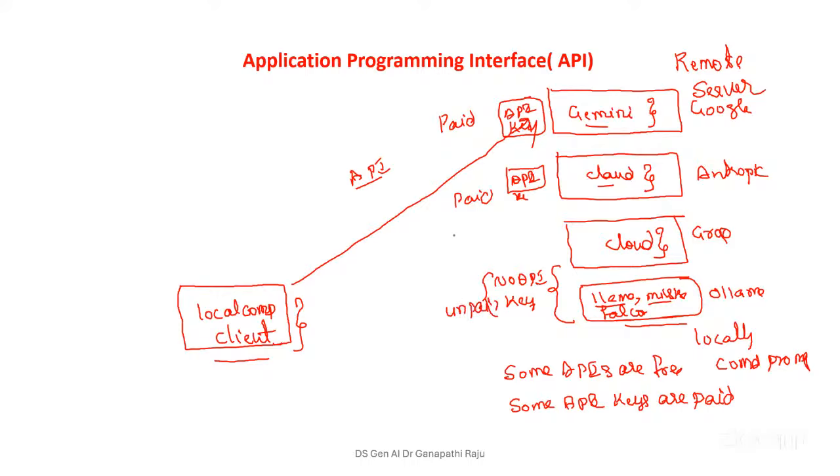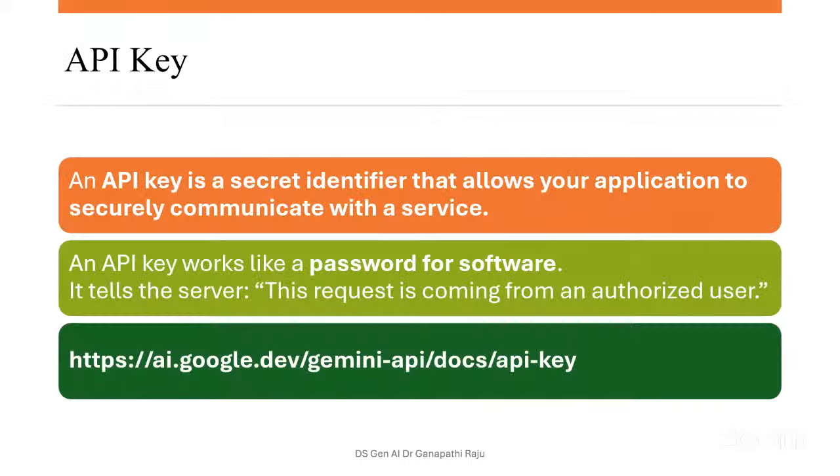Now, first of all, if you want to communicate from a local computer to a remote computer, we should create an API key. So with your permission, I will be discussing how to create an API key from Gemini. Now see, an API key is a secret identifier that allows our local computer, our local application, to communicate securely to the remote server, remote service.